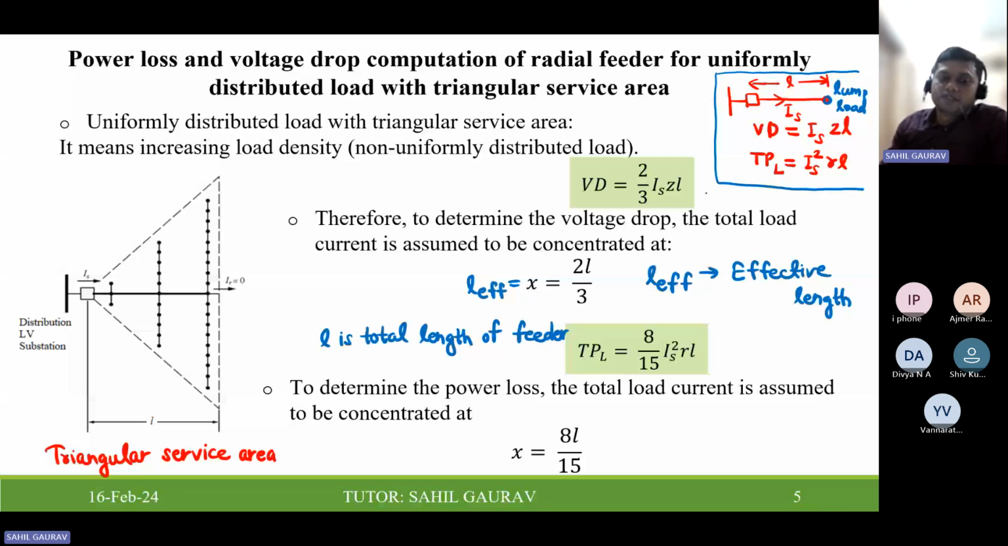Again, you misunderstood. Means like in the right hand side, how you are telling this effective length is 2L by 3. Like this is our primary feeder having uniformly distributed load with triangular service area. Now you just removed all the load, and how will you represent the load such that this voltage drop will come similar and total power loss will come similar.